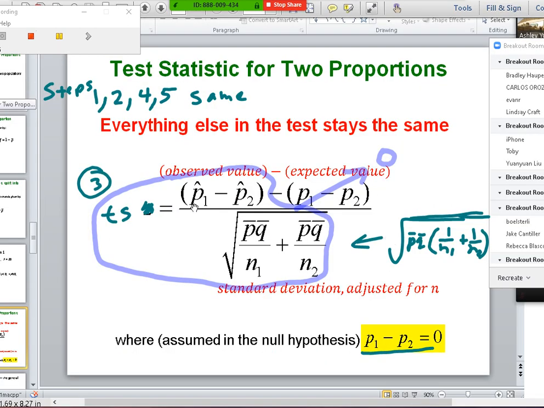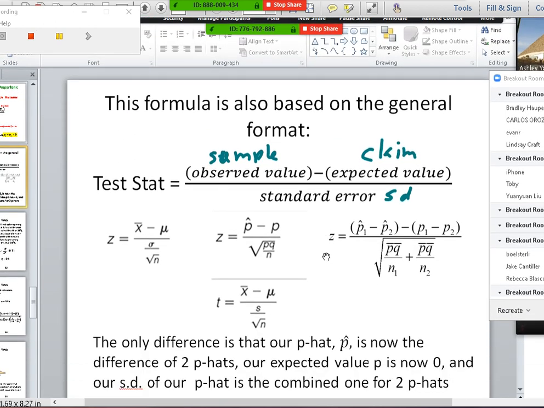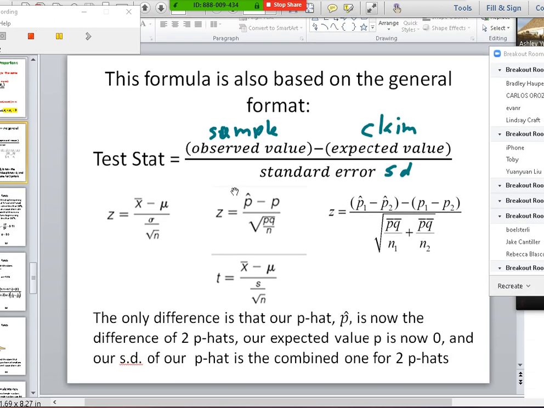All right. So that is our test stat. And it's not different than the rest of it. It's exactly the same. I'm not pulling something strange on you. It's consistent with what we've had before. What you get from your sample minus what you're expecting from your claim, divided by the standard error, the standard deviation for that.